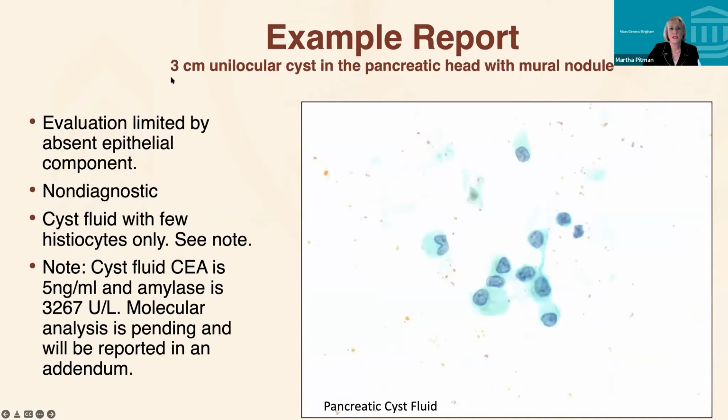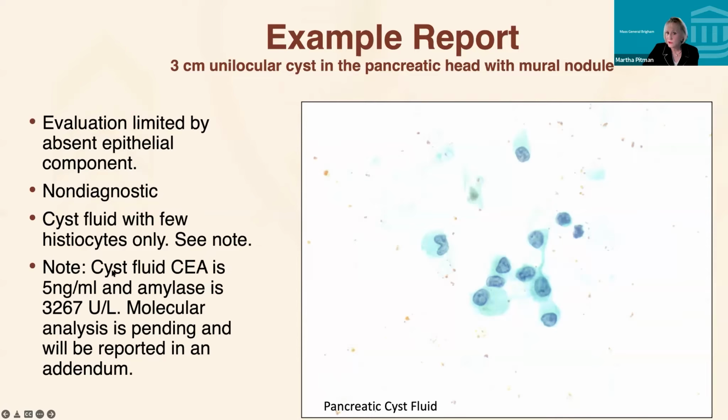Here's another example. A patient has a 3-centimeter unilocular cyst in the pancreatic head with a mural nodule, which is a high-risk imaging characteristic, but all we have is this non-mucinous, maybe a little bit of scrump of mucin in the background, but I'm not sure if that's lesional or contamination, and these are just histiocytes. So we have evaluation limited by absent epithelial component. It's non-diagnostic. We know we have cyst fluid. We received cyst fluid. We processed cyst fluid, but it only has a few histiocytes.